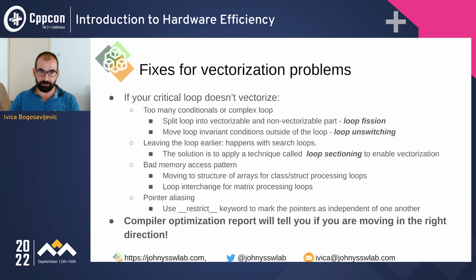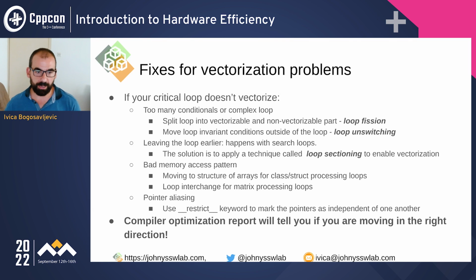Now, if you as a developer know that these 2 pointers do not alias one another, then you can use the restrict keyword to mark the 2 pointers as independent of one another. And this will tell the compiler these 2 pointers are not pointing to the same blocks of memory, and it is safe to automatically vectorize your loop.